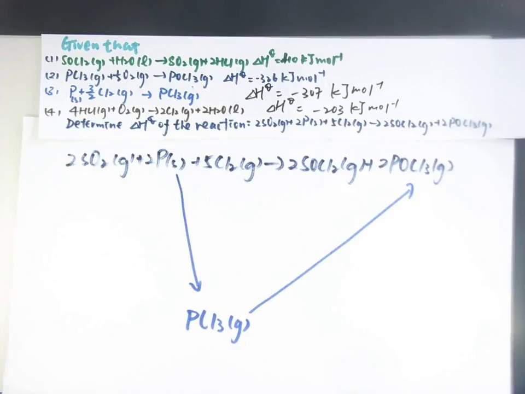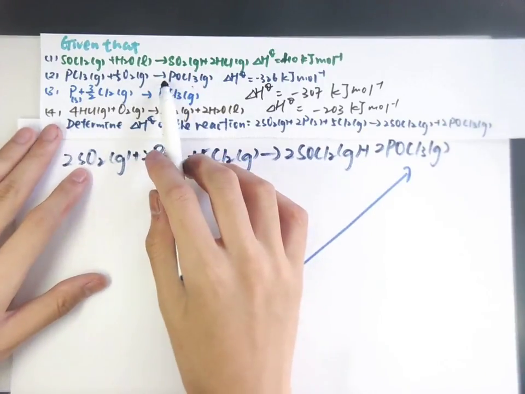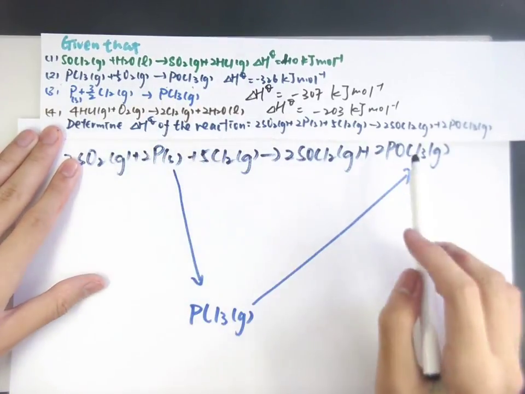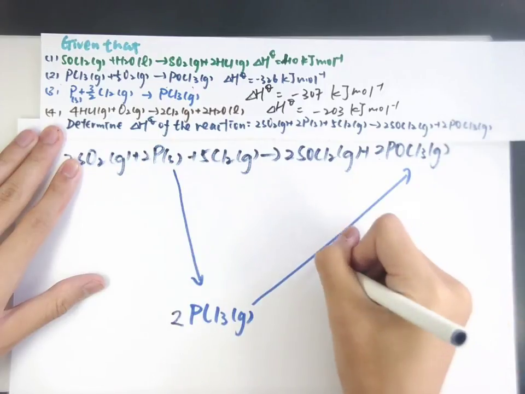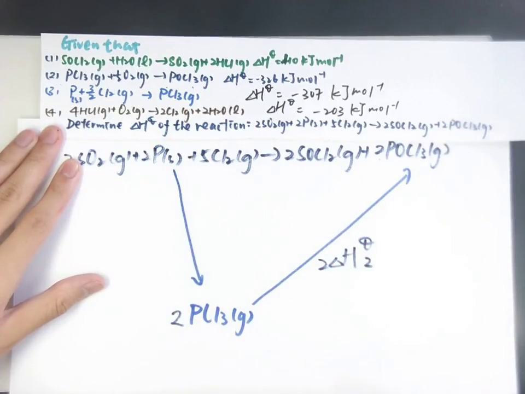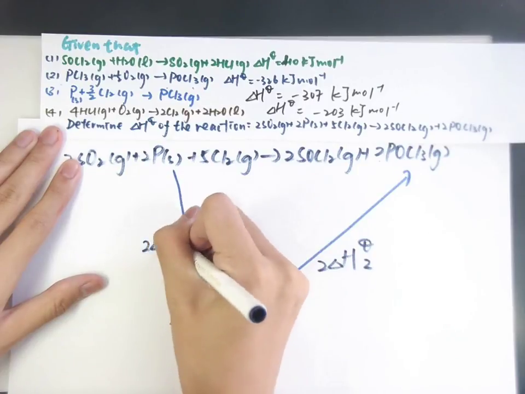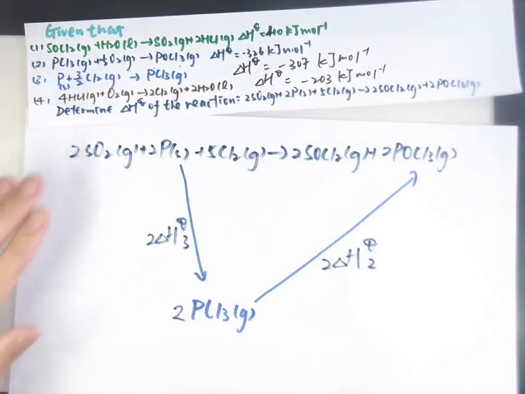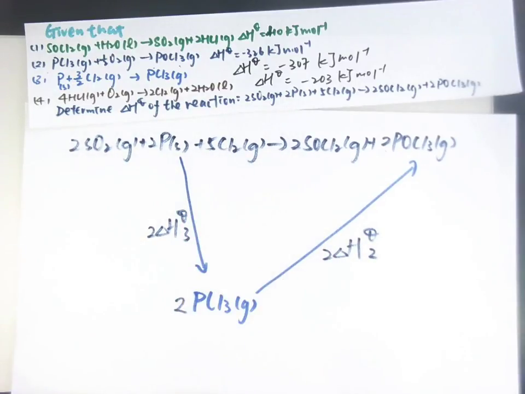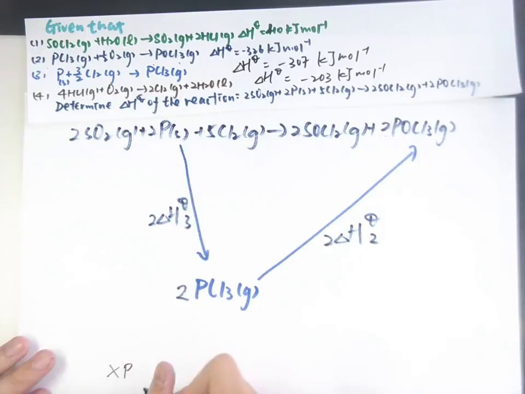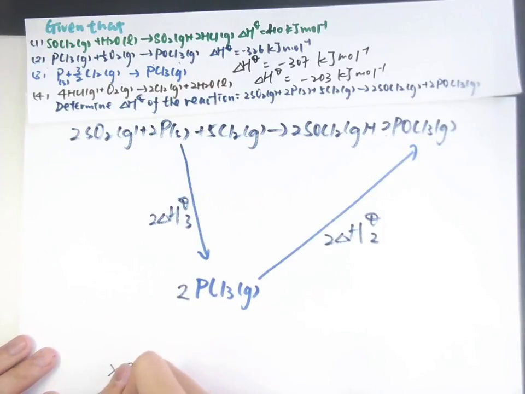So we need 1 PCl3 for 1 POCl3. So we need 2, so this should also be 2. So this is 2 delta H2. Understand? And this is 2 delta H3. Clear? So we have finished the first part. Second part would be much more difficult. First of all, let us calculate, for this side, how much reactant do we still have? We don't have P anymore, but for Cl2, we have 5 Cl2 originally, and 5 minus 2 times 3 over 2 equals 2. We still have 2 Cl2 left, understand?